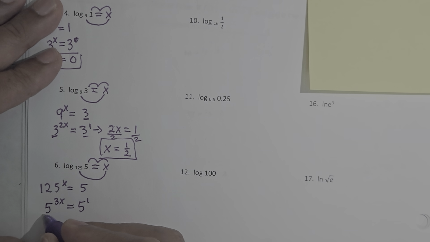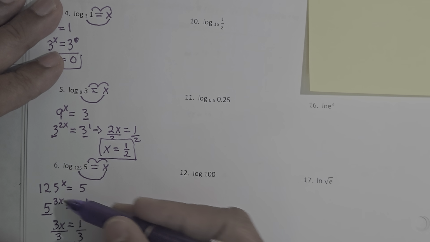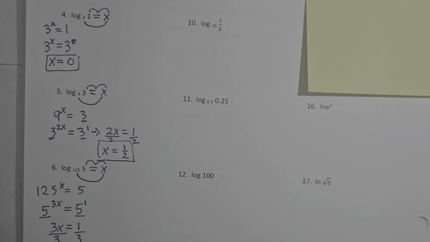So then since we have the same base, let's set the exponents equal to each other, which means that 3x equals 1, then divide by 3. So then we find that x is equal to 1/3. And this should also make sense because this is the cube root of 125, which is equal to 5. So let's move on to the next example.